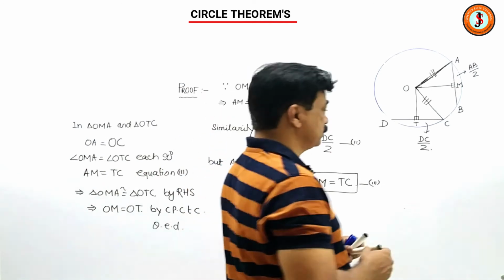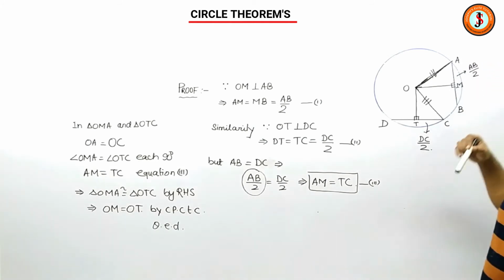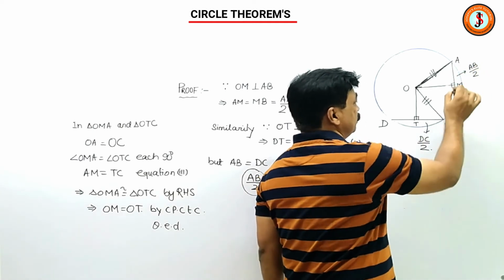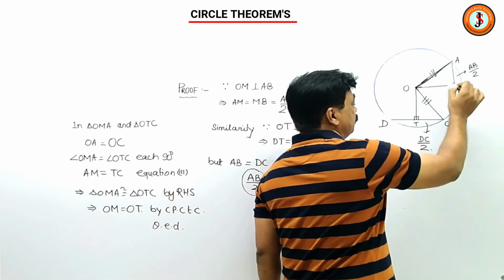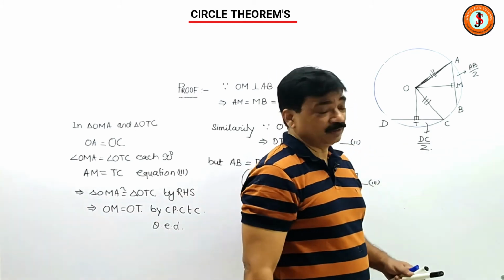Let us try to see once again from here. AB is equal to CD, it was given, children. Now the perpendicular, what happened? The perpendicular bisected this chord. When the perpendicular bisected this chord, so both the chords are equal, so that half will be equal. That means AM is equal to TC. And then it is easy from here.